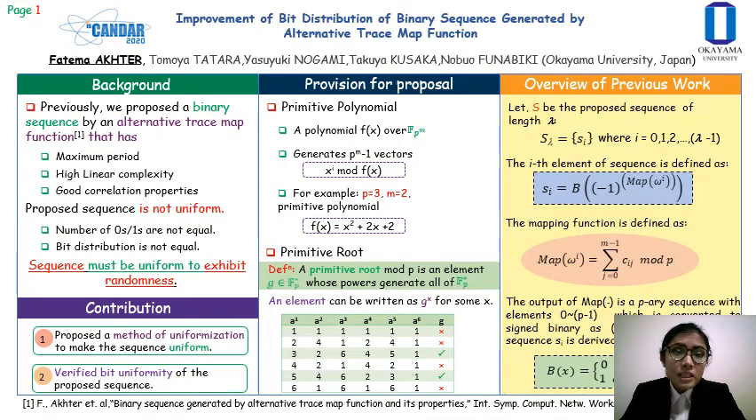So previously, we proposed such a pseudorandom binary sequence by an alternative tracemap function that has maximum period, high linear complexity, and good correlation properties. But the number of zeros and ones are not equal. So bit distribution is not equal and the sequence is not uniform. By principle, sequences must be uniform to exhibit randomness.